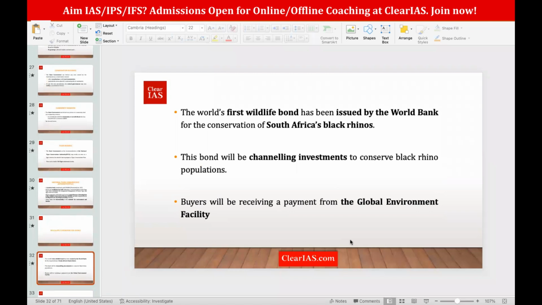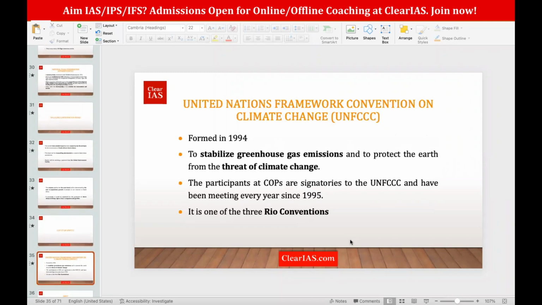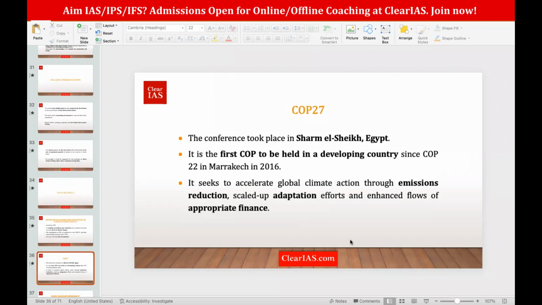Then we spoke about the Wildlife Conservation Bond by the World Bank for South African rhinos. The payment would be from the Global Environment Facility. It is the first of its kind. The returns from the bond would come from population growth in the rhinos, and it is also intended to be extended. Then we spoke about the UNFCCC and the COPs. It is an outcome of the Rio Earth Summit.